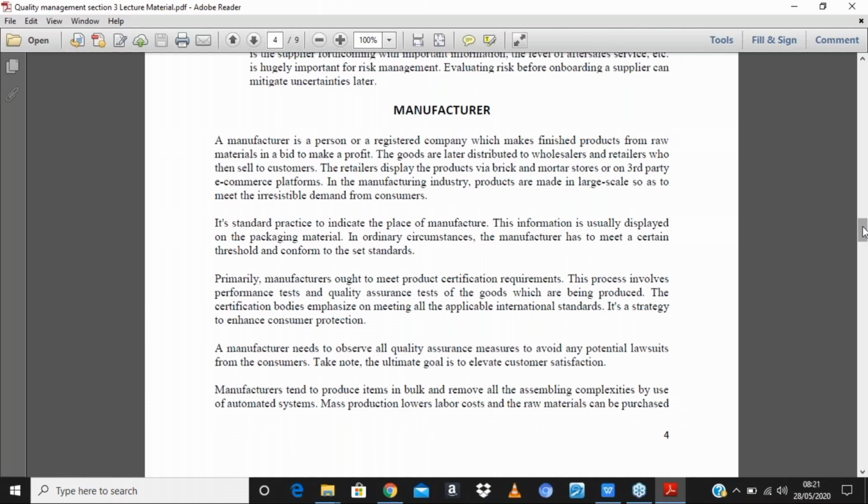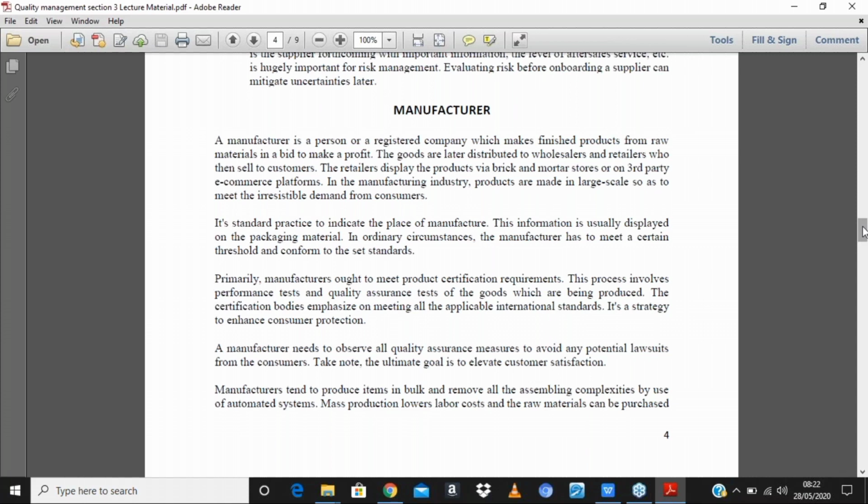The manufacturers are the producers. They are the ones that take raw materials and convert them into finished products that can be used by people.